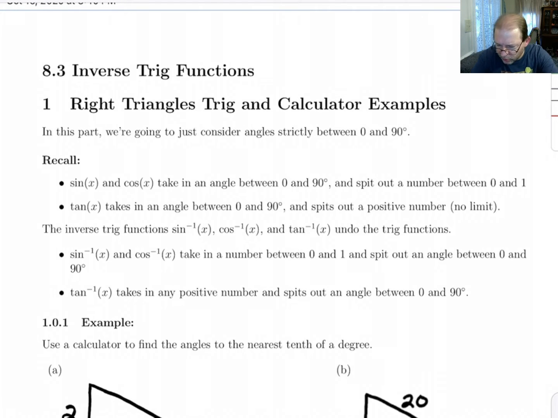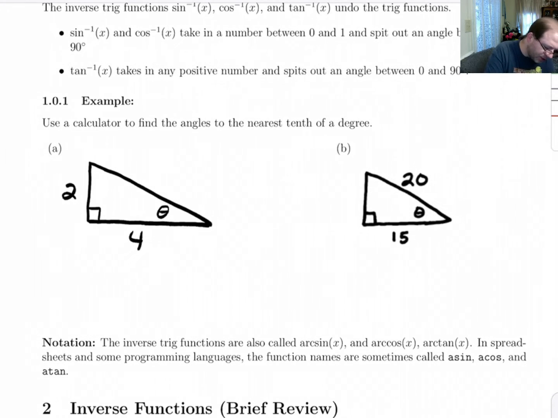So what I want to do is first do a couple of silly little examples using a calculator. Right here, use a calculator to find the angles to the nearest tenth of a degree. All right, so on this A here, we've got theta, and we're given the opposite side and the adjacent side. So what I could say here is tan theta is 2 over 4, or 1/2.